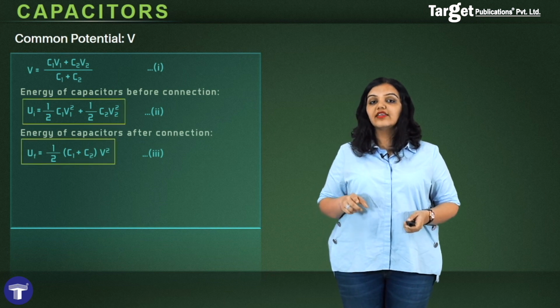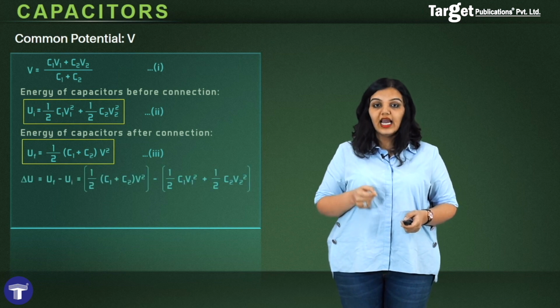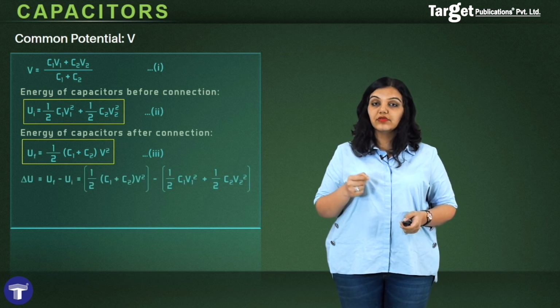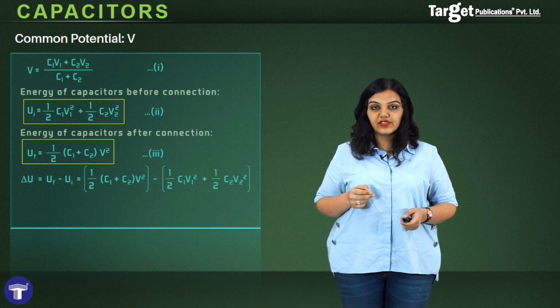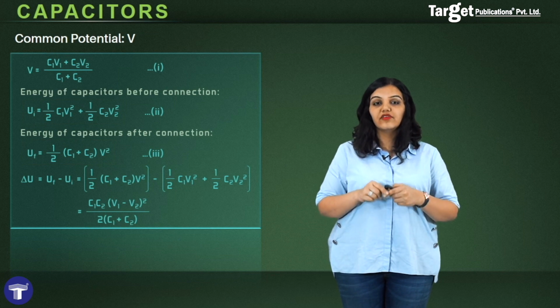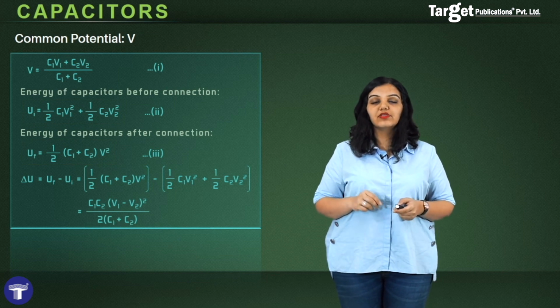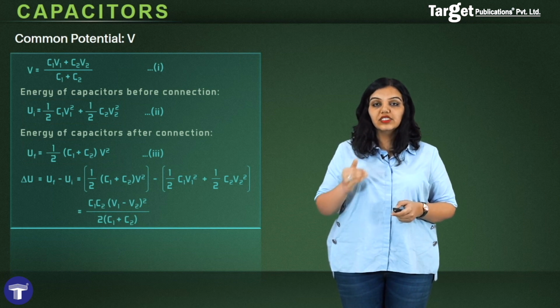From here I can find out what is the change in the potential energy, that is Uf minus Ui, and that will be equal to half (C1 + C2) V square minus [half C1 V1 square plus half C2 V2 square]. This will give me the final expression for the change in potential energy, which is C1 C2 (V1 − V2) whole square divided by 2 (C1 + C2).